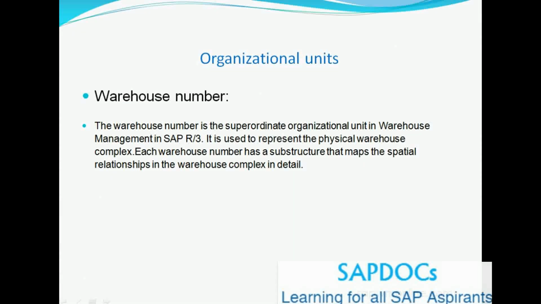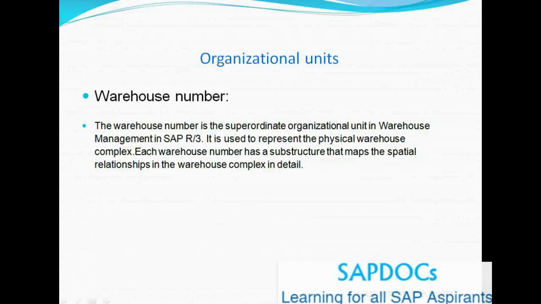So we will discuss each of these organizational units in detail. Let's start with the warehouse number. The warehouse number is the superordinate organizational unit in warehouse management in SAP R3. Superordinate means highest in rank. It is used to represent the physical warehouse complex.